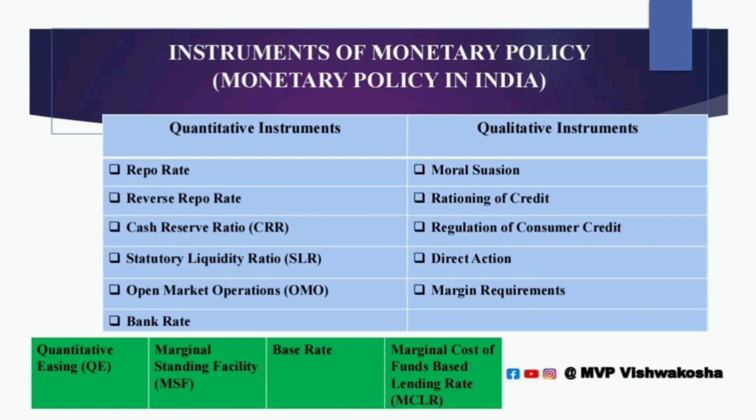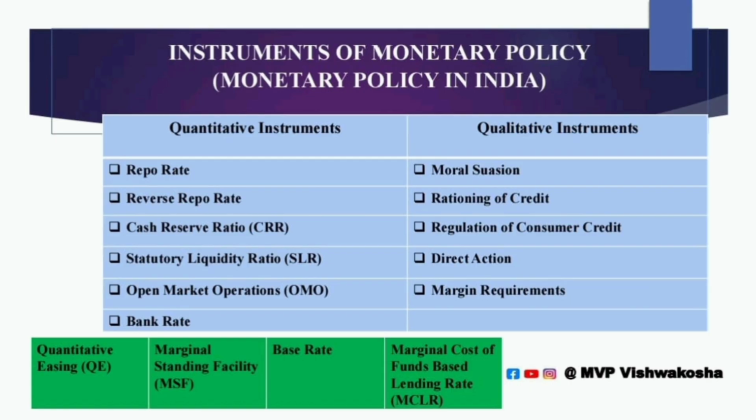Next is the reverse repo rate. The reverse repo rate is the opposite of the repo rate. It is the rate at which commercial banks deposit or park their surplus funds with the central bank, for which they get interest. It is usually less than the repo rate. The current reverse repo rate is 3.35%. It is used to absorb excess liquidity from the market and also helps in controlling inflation and managing money supply. Maximum quantitative tools are meant to control the money supply and inflation in the market. This is about repo rate and reverse repo rate.